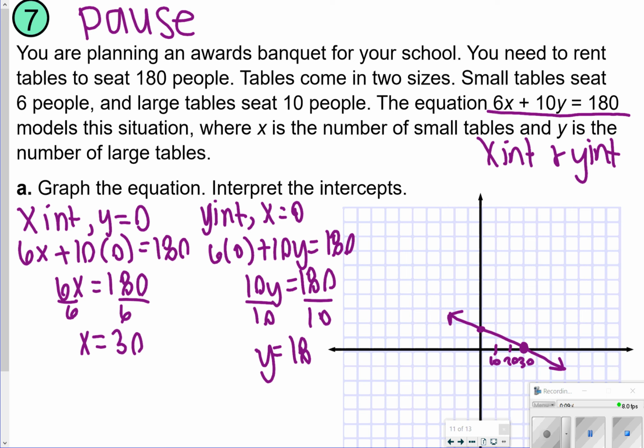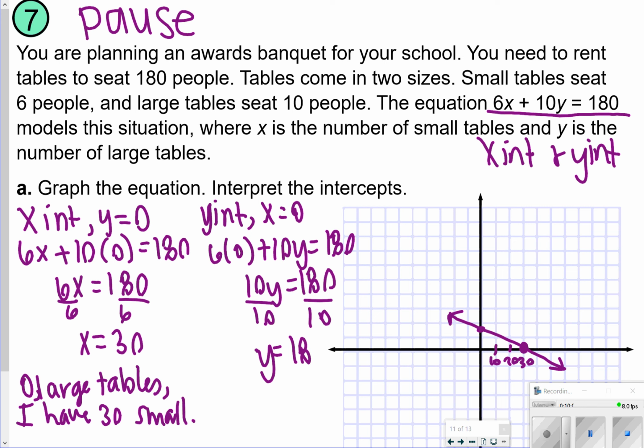And then when you interpret the intercepts, basically that is just saying if I use 0 large tables, I have 30 small. And then likewise, if I use 0 small tables, I have 18 large. So whatever you don't use of one, you use of the other. That was all it was asking you to do.